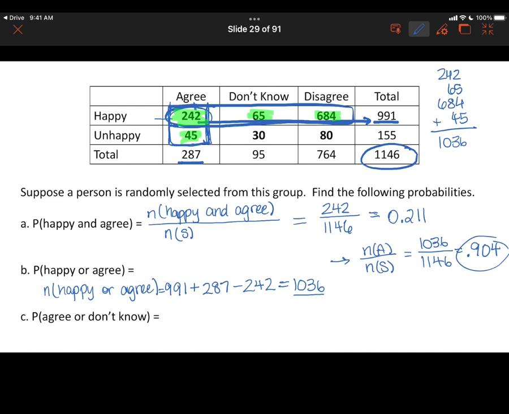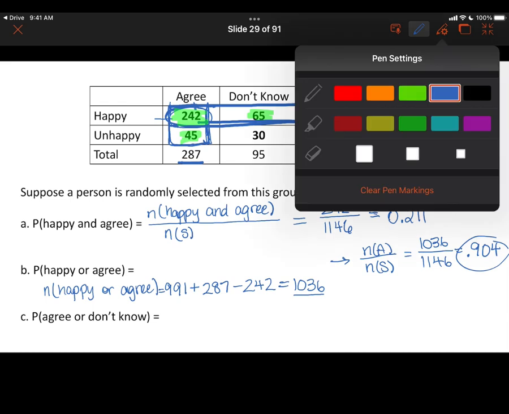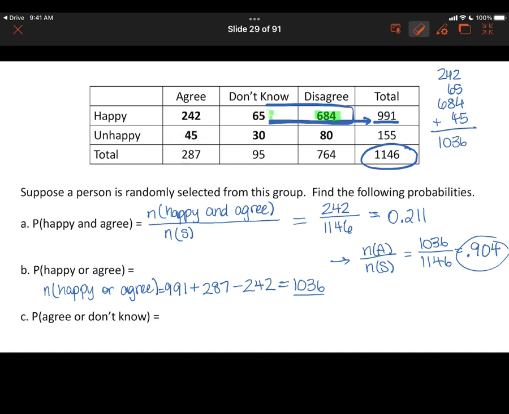How about the probability that we choose someone who agrees or doesn't know? Let me erase some of this marking on our table. So now if I want to know agrees or don't know, well, here's the agree column. Let me use the highlighter. And here's my don't know. Now here there's no overlap. So if I want to know the number that are either in agree or don't know, I can just add 287, the number that agree, plus 95.